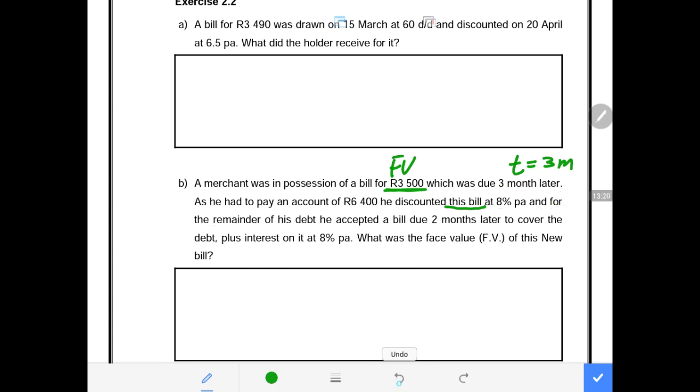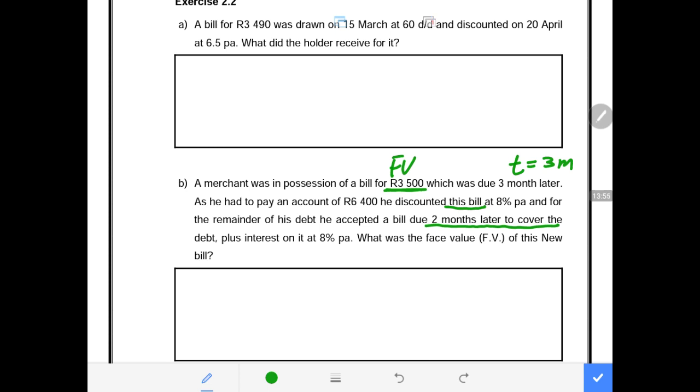And for the remainder, let us leave that end because it's another statement. Now it says, let me just explain first. And for the remainder of his debt, he accepts a bill due 2 months later to cover the debt, plus the interest at 8% per annum. What was the face value of the new bill? This is a very popular question, but I've not recorded something yet with the example that relates to this. It's very important to master both of these types of questions. I'm not sure which example it is, but there's another example that is very similar to this question.